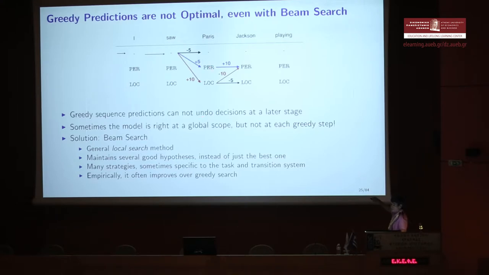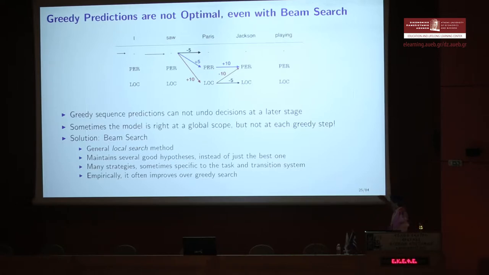What do I mean by sometimes the model is right at the global scope but not at the greedy step? It means that it chose this, but now it's stuck. If it's shifting to assigning location to Jackson, it just gives -5 because Jackson is not a location, and if it goes to a person, it gives -10. There's no way that two words that are together change from location to person, so the model got here and it's stuck in a place that is just not good. While if it had taken this path, it would have gotten 10 points. All this is invented just to make the point, but these things happen.